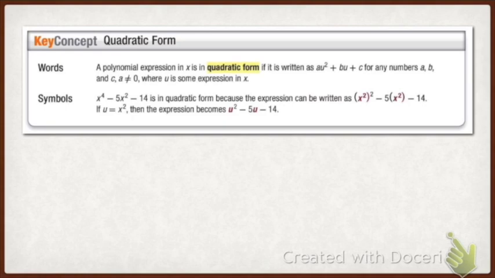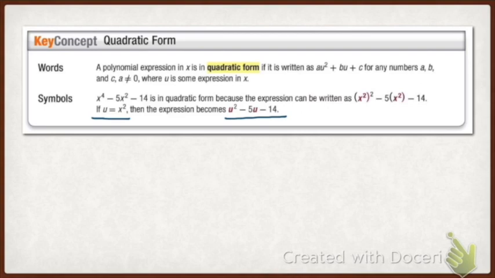So if we have x to the 4th minus 5x squared minus 14, we can change our x squareds into something else. What we're going to do is give it another variable name. We're going to say u, in this case, is x squared. And when we rewrite it, we can rewrite it like this as u squared minus 5u minus 14. And this is sometimes easier visually to see how to factor u squared instead of x to the fourth.